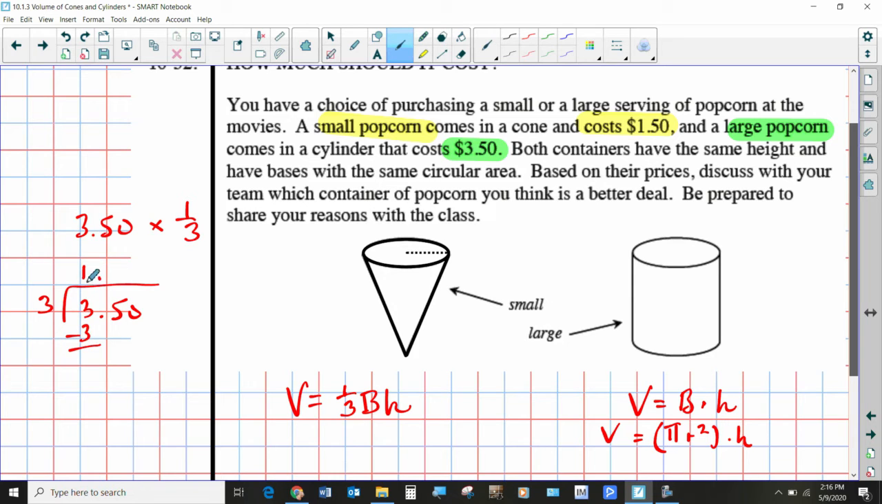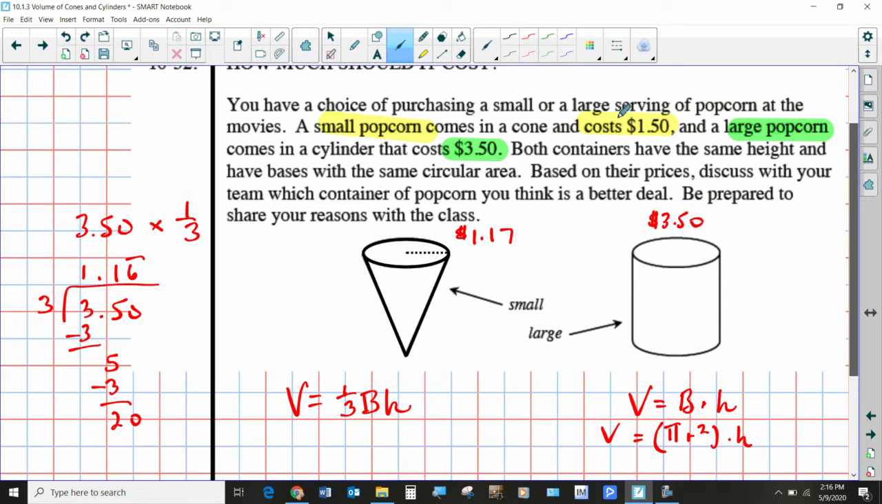So 3 divided by 3 is 1, and then we bring down the 5. 3 goes into 5 one time, and that's a 2, that's a 0. So what's that going to be, about 16? That's going to be 0.6 repeated. So if these two were equally priced, then if this one was $3.50, then 1/3 of that would be $1, and let's just round it up to 17 cents.